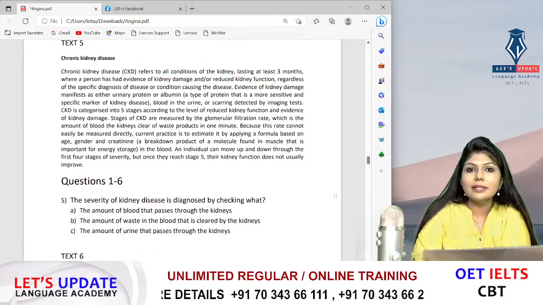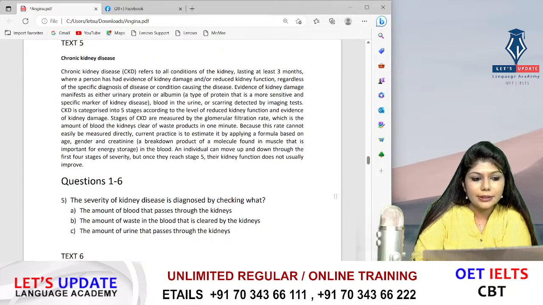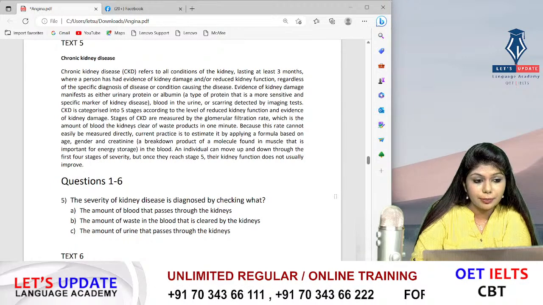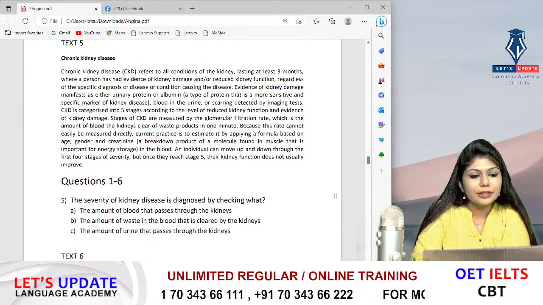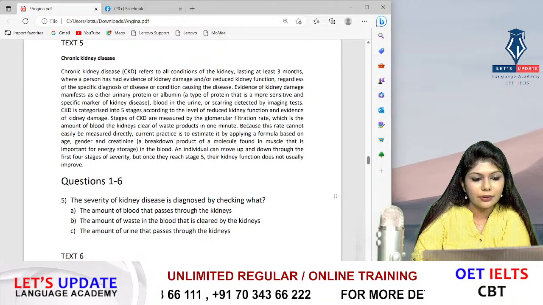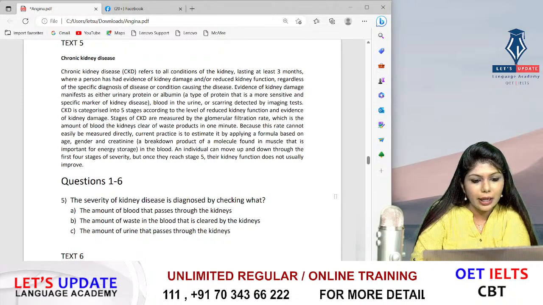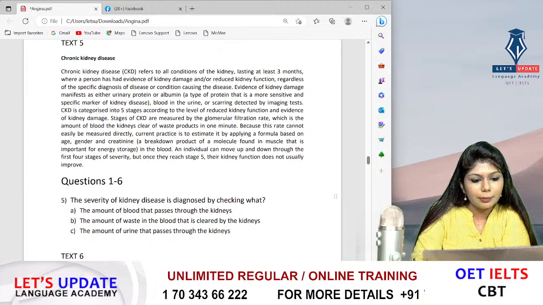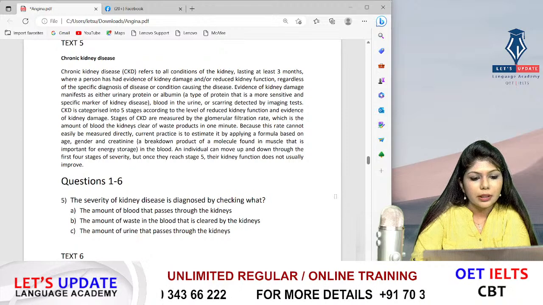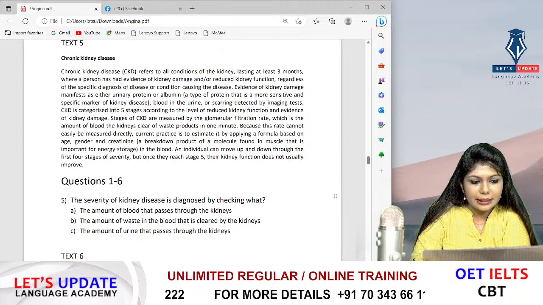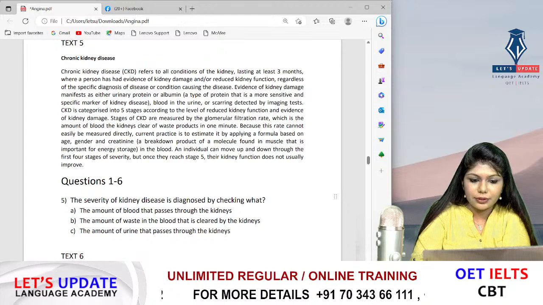Okay, so now let's read this extract. So chronic kidney disease. Chronic kidney disease refers to all conditions of the kidney lasting at least 3 months where a person has had evidence of kidney damage or reduced kidney function regardless of the specific diagnosis of disease or condition causing the disease. Evidence of kidney damage manifests as either urinary protein or albumin, blood in the urine, or scarring detected by imaging tests. CKD is categorized into 5 stages according to the level of reduced kidney function.